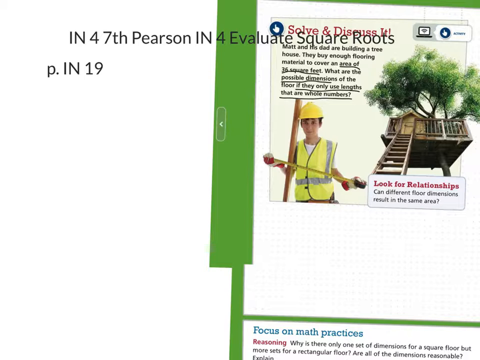So if we're finding the area of a rectangle, the way we find the area of a rectangle is to multiply length times width. When it talks about possible dimensions, it's referring to the length and the width. So it's saying what are some possible length-width combinations we could have if we only have whole numbers, and that we would come up with an area of 36 square feet. There are different options that we have. We're just going to look at our different options.